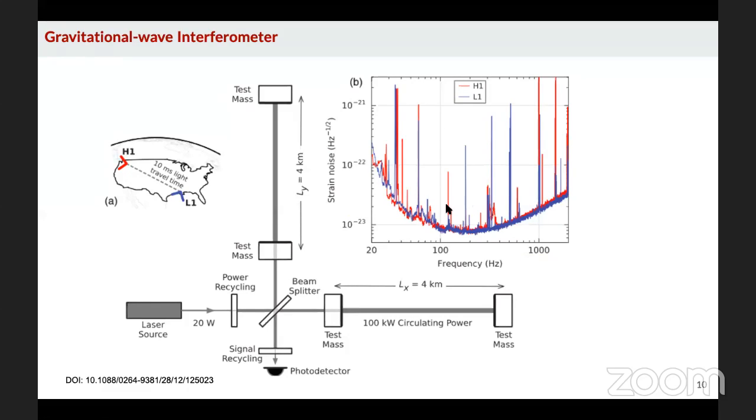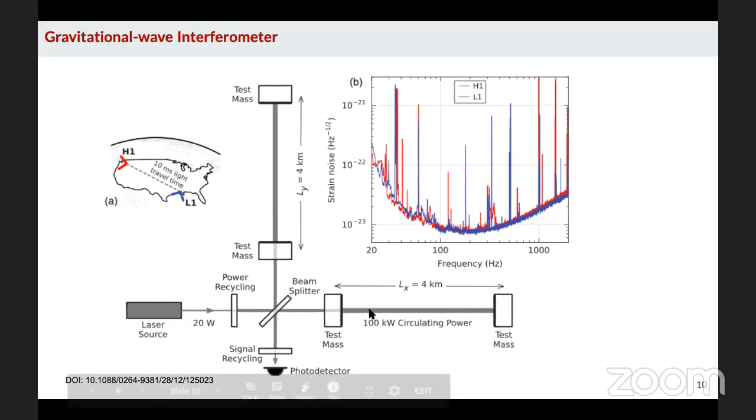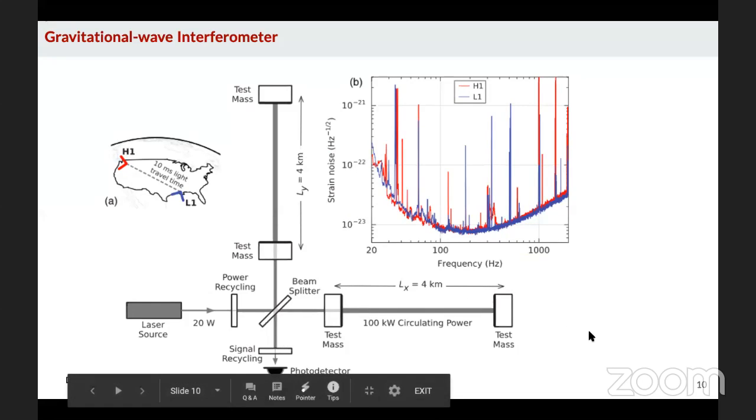So this is the main challenge which people face in detecting gravitational wave sources from celestial objects. Did it answer your question? Yes, it does. Thank you.